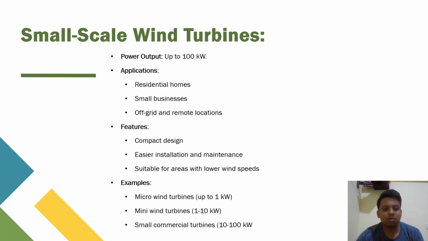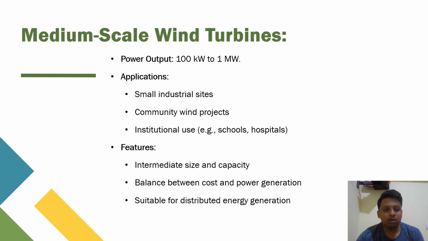Applications: residential houses, small businesses, off-grid and remote locations. Features: compact designs, easy installation and maintenance, suitable for areas with lower wind speed. Examples: micro wind turbines up to 1 kilowatt, mini wind turbines 1 to 10 kilowatts, small commercial turbines that is 10 to 100 kilowatts. Now let us look into the medium scale wind turbines.